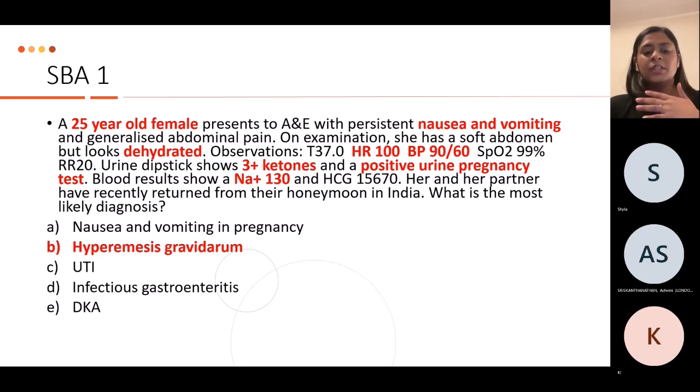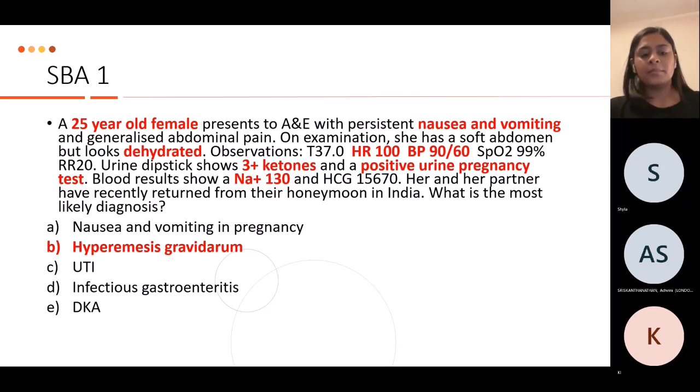The sodium of 130 is really what can define the difference between the first 2 options, your nausea and vomiting in pregnancy and your hyperemesis gravidarum, because most people come in with nausea and vomiting in pregnancy. Hyperemesis gravidarum really is a complication that arises from this nausea and vomiting. So typically it will be things like a sodium of electrolyte derangement or significant weight loss that you can see, and therefore that's why hyperemesis is the better answer of the 2.